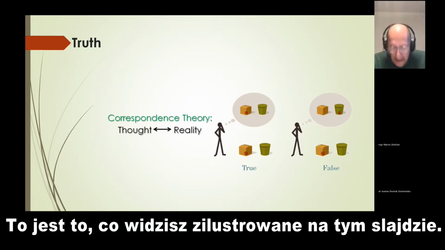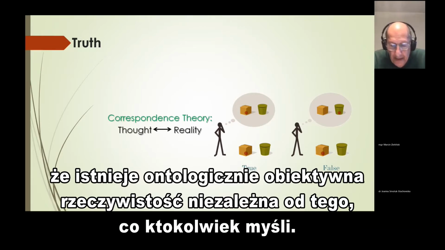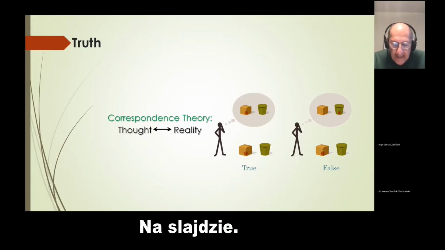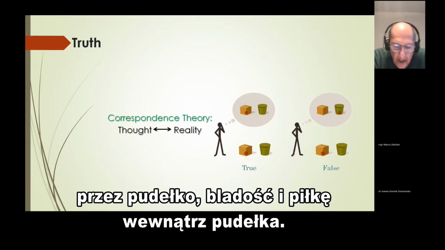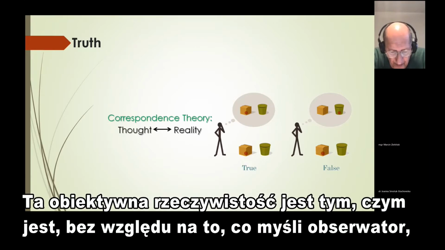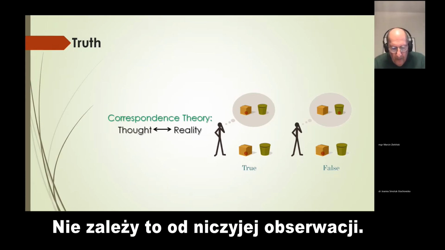Instead, according to the ontological approach of critical realism, we have truth when what we say or what we believe corresponds to objective reality. Critical realism essentially upholds a common sense view here. That's what you see illustrated in this slide. You start with the premise that critical realists call ontological realism, that there's an ontologically objective reality independent of what anyone thinks. In the slide, objective reality is illustrated by the box and the pail and the ball inside the box. That objective reality is what it is, regardless of what the observer thinks. That's what we mean by ontological realism. It doesn't depend on anyone's observation.